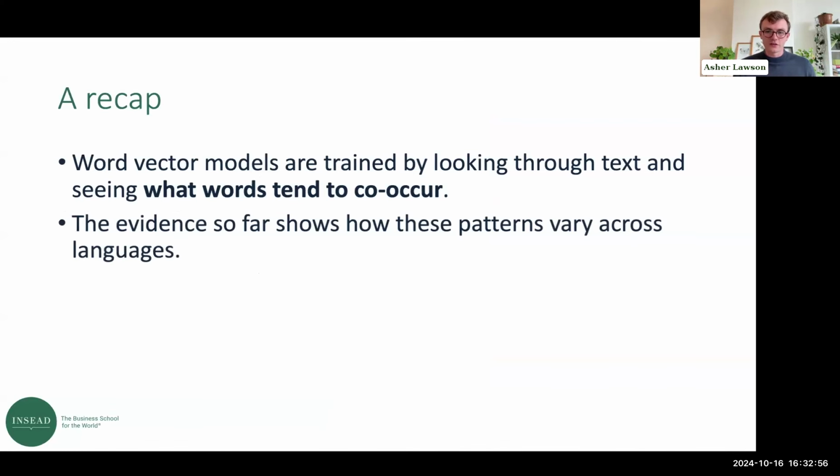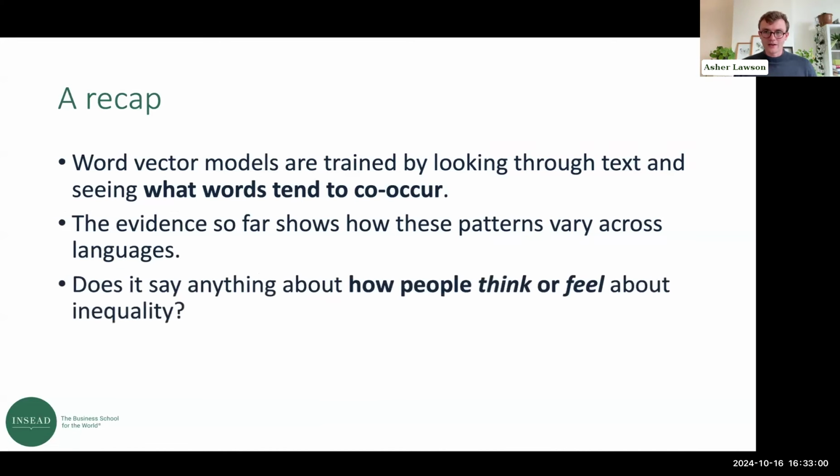So we've got this evidence that these patterns of co-occurrence seem to vary across languages. But we next want to think about, does this say something about how people think or how people feel about inequality?